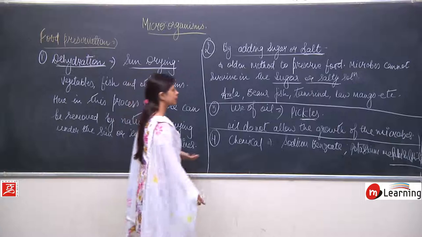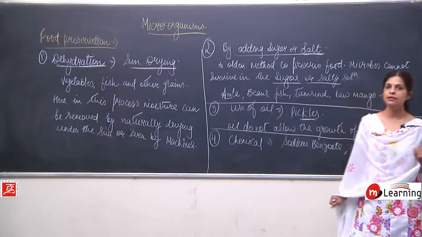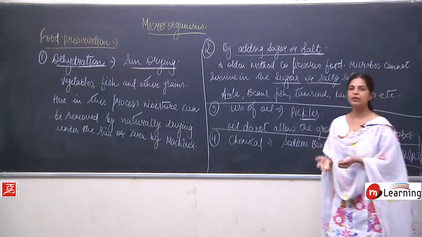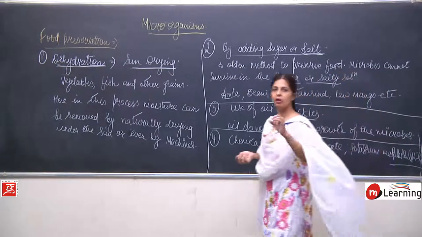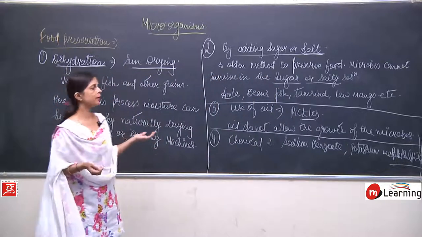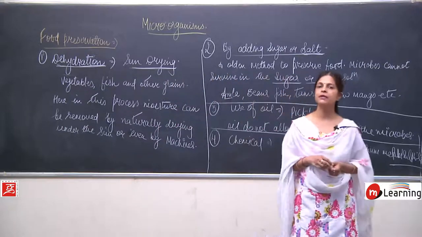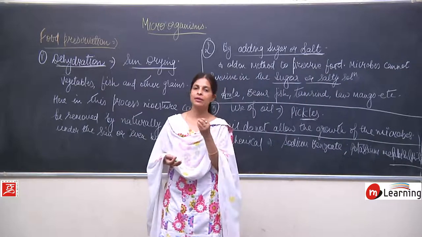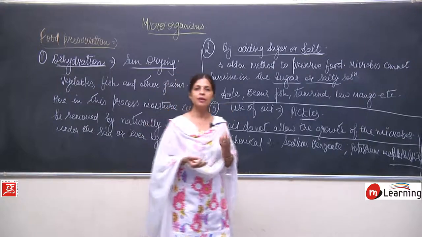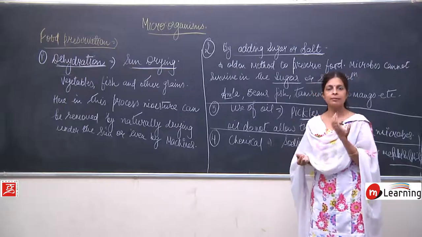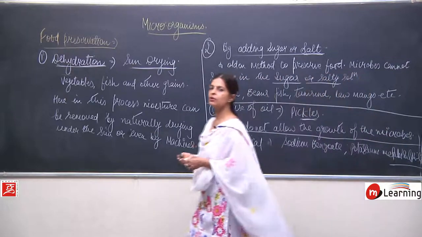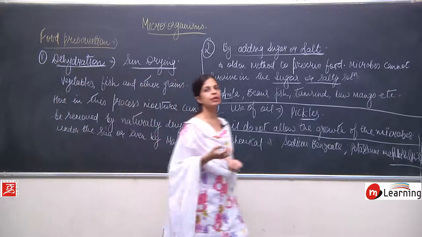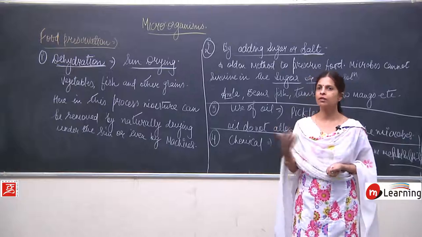I will not say we were using these chemicals for many years like the other methods; this was adopted later. This is one of the modern methods, but it has also been in practice for many years. Chemical preservatives are used to protect food from microbes and to keep the same aroma, the same good smell, the same taste and the same color of the food. Sodium benzoate is one very common chemical preservative used in most food items.